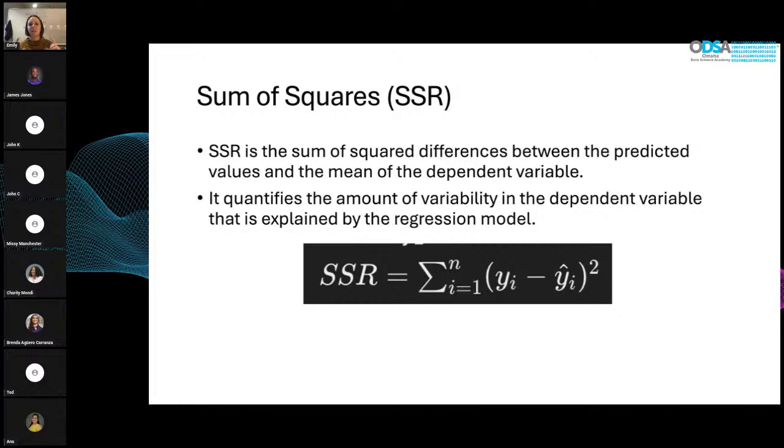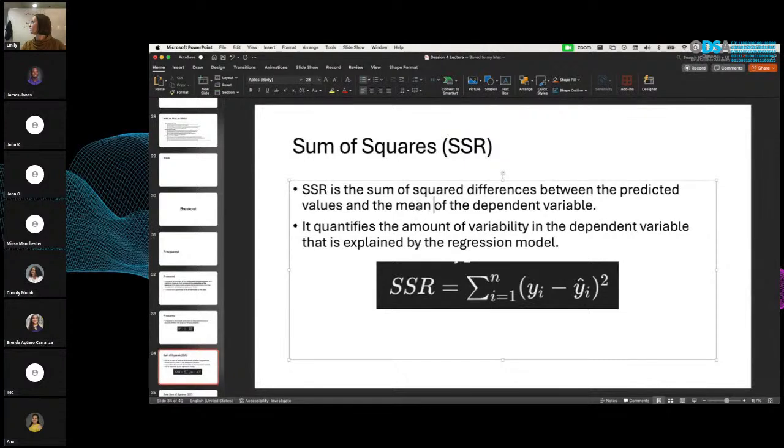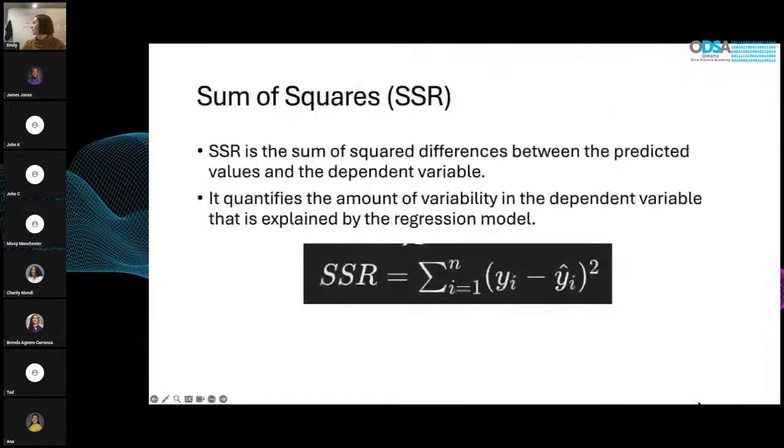Sometimes abbreviated SSR. So SSR, the sum of squares, is the difference between the predicted values and the actual values. Did I say the mean of the dependent variable? I believe this is the actual, not the mean of the dependent variable, sorry. I apologize. The next one's me. So it quantifies the variability in the dependent variable explained by the regression model.